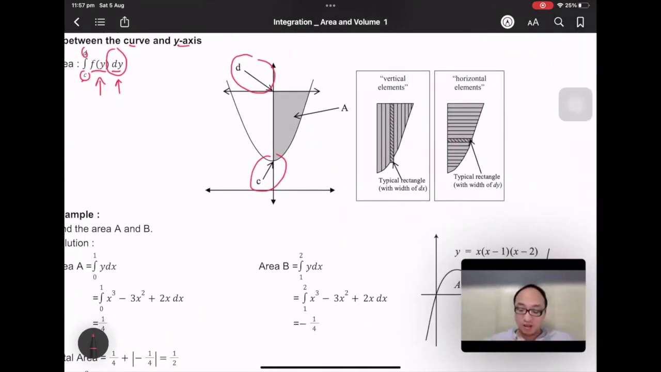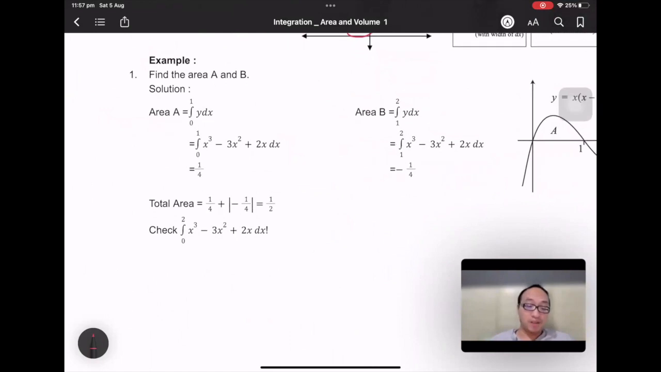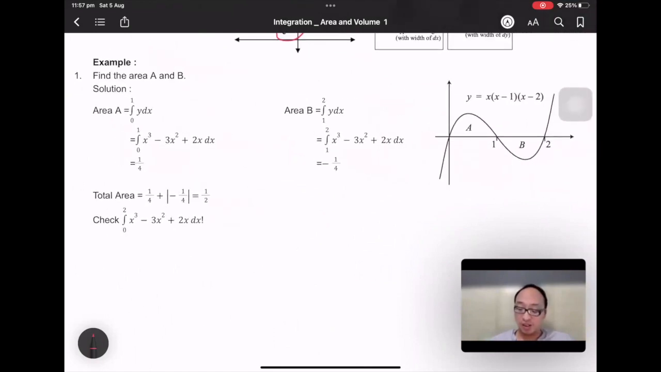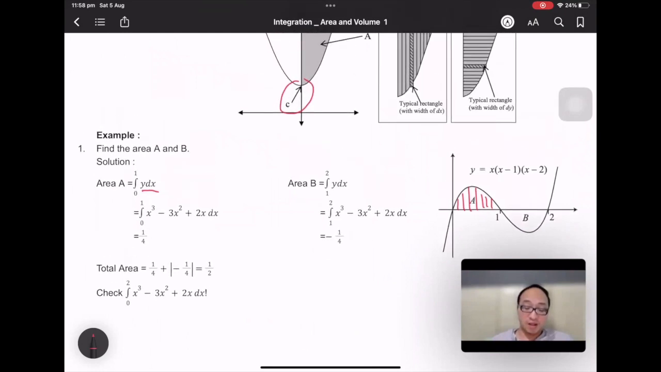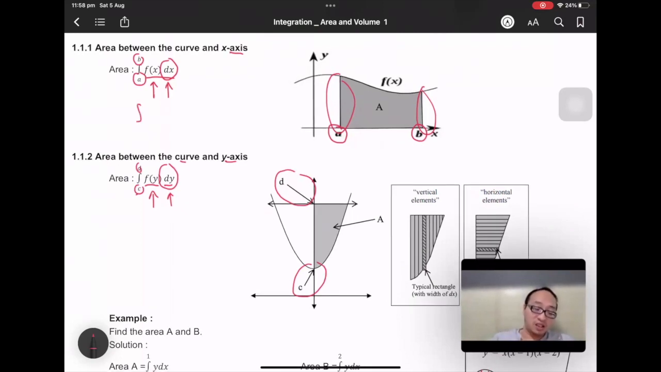For example, find the areas A and B from the given equation: x minus 1 and x minus 2. We will find the area of A first. A is the area between the curve and the x-axis. That means we will find the integral of y dx. So we can simplify: the area of this is the integral from a to b of f(x), which is y, dx.